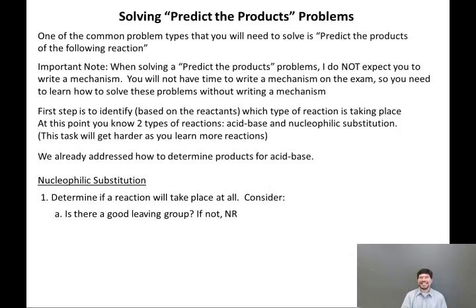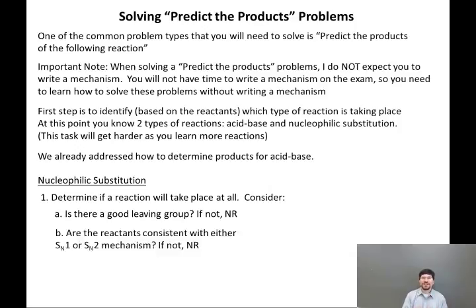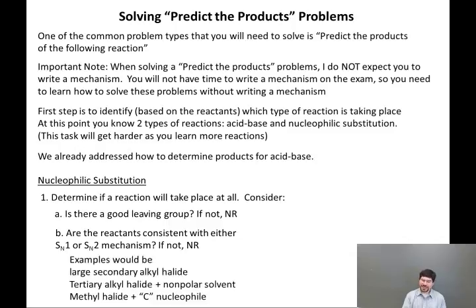To determine whether a reaction will take place, you need to consider the following. First of all, is there a good leaving group present? If there's not a good leaving group present, a nucleophilic substitution reaction cannot take place, so the answer is no reaction. Secondly, are there reaction conditions that are not consistent with either the SN1 mechanism or the SN2 mechanism? And what do I mean by this? I need to give you a couple of details to clarify what I'm saying.